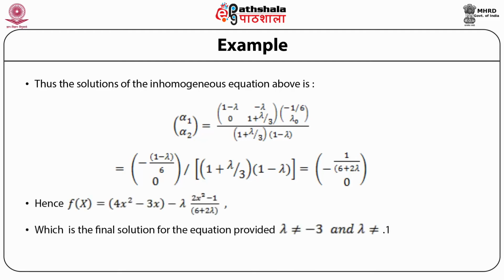Hence, f(x) is equal to 4x square minus 3x minus lambda into (2x square minus 1) divided by 6 plus 2 lambda, which is the final solution for the equation, provided lambda is not equal to 1 and also not equal to minus 3.